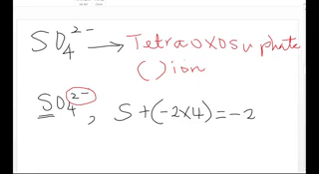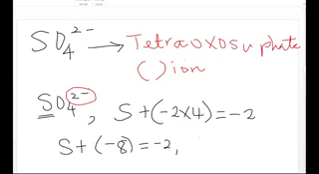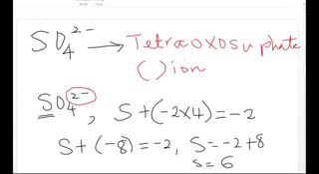Yes, sir. So then you are going to have sulfur plus minus 2 times 4, that is minus 8. Everything is equal to what? Minus 2. Therefore your sulfur will be equal to minus 2 plus 8. So what is sulfur now? Sulfur is 6. So it means that the name of this radical is tetraoxosulfate 6 ion. So the oxidation number of sulfur here is 6.